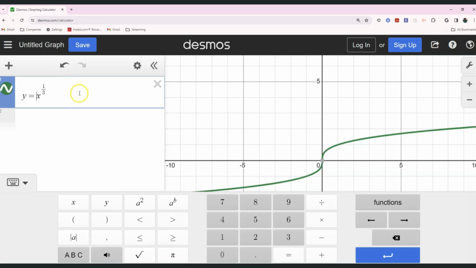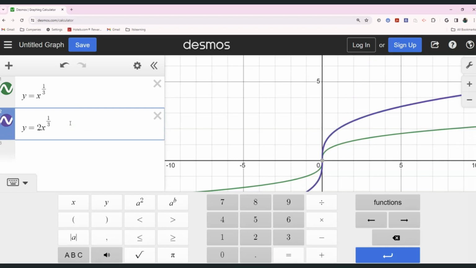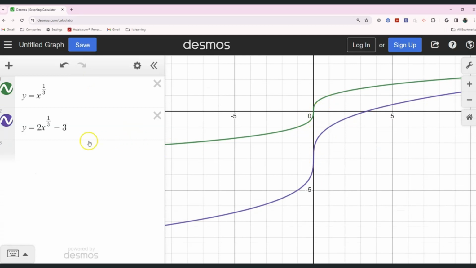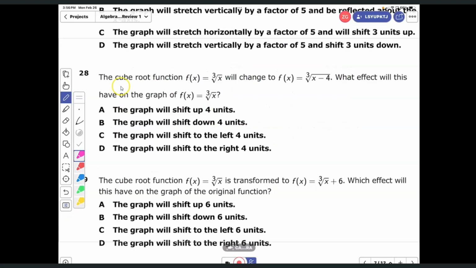That is the cube root. Now, y equals 2 x raised to the 1/3 power, and that's x. If you notice, both go down, and then that 2 is affecting the vertical, it's a vertical stretch. So it says here shifted 3 units down, so down, down. So it would definitely be A or B. And it says vertically by a factor of 2, so that's the cube root function.